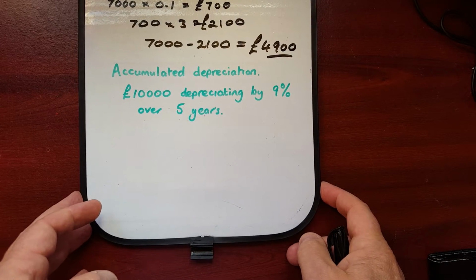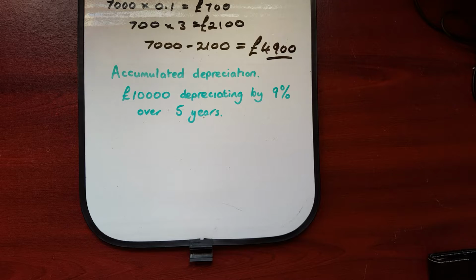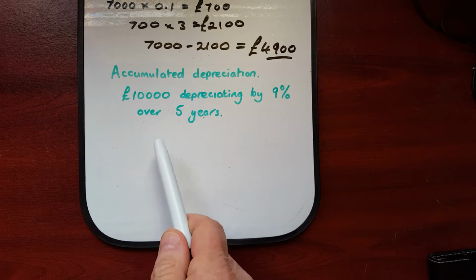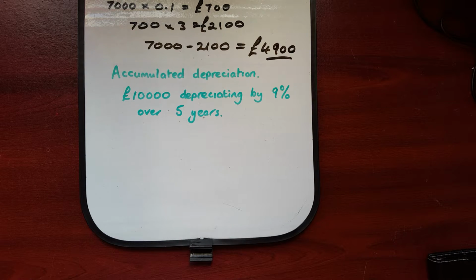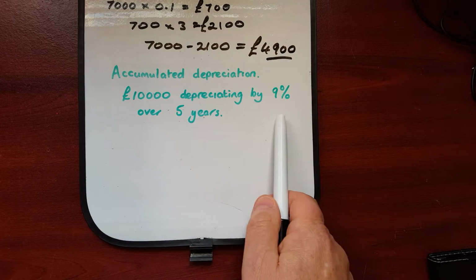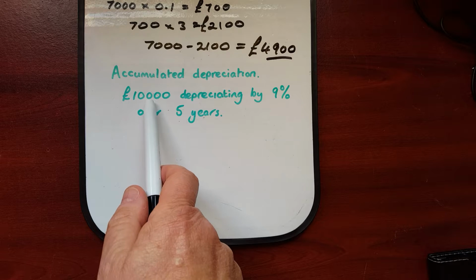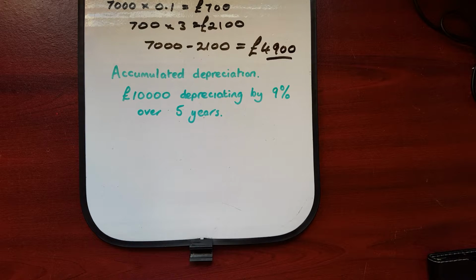On accumulated depreciation, it's the same idea once again. What's going to happen is that you're going to knock off 9% from your £10,000. You're going to knock 9% off in the first year, and that will change your total to a smaller number than 10,000. You'll then knock 9% off that new total in the second year, and you'll knock 9% off your next new total in the third year, and so on.